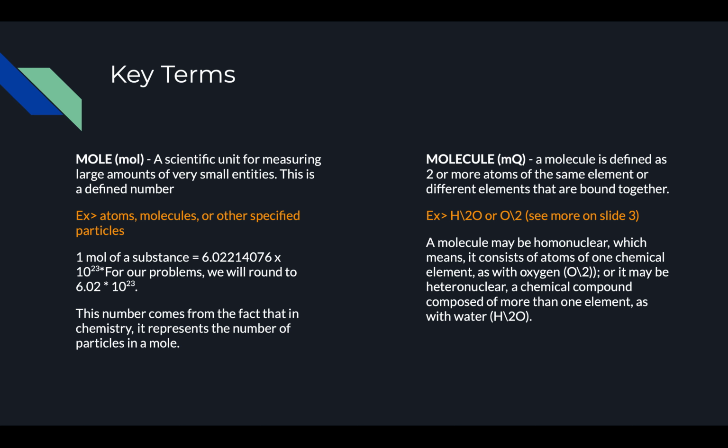Second key term is a molecule, represented by an M and a capital Q. A molecule is defined as two or more atoms of the same element or different elements that are bound together. An example is H2O or water, or O2. We will explain this more on slide 3. Molecules may be homonuclear, which means they consist of atoms of one chemical element, as with oxygen, or they may be heteronuclear, a chemical compound composed of more than one element, as in water.